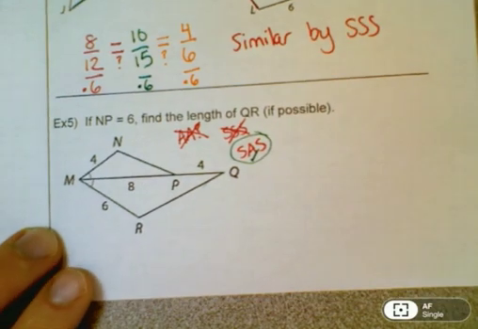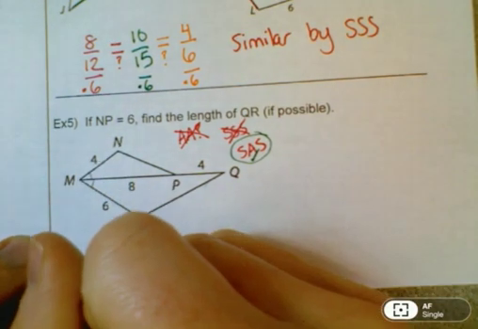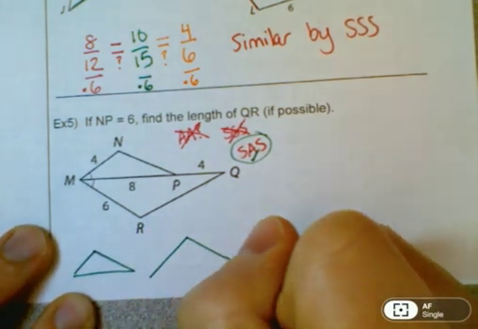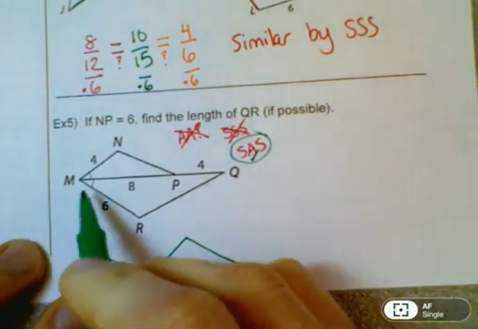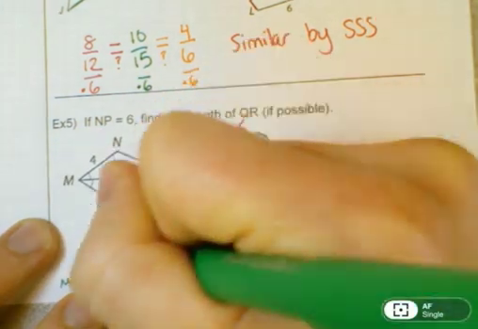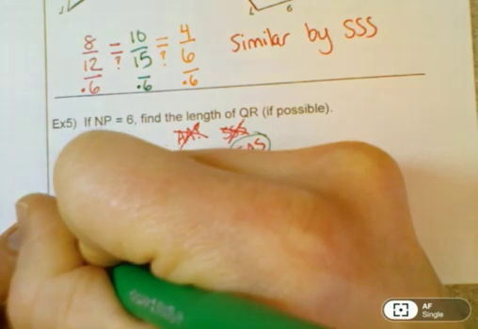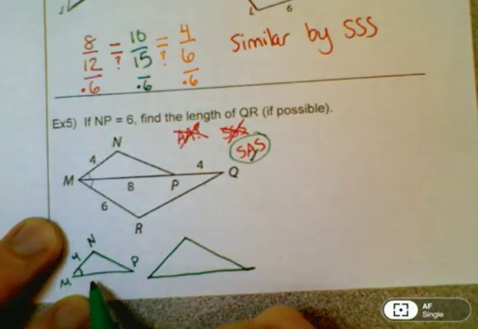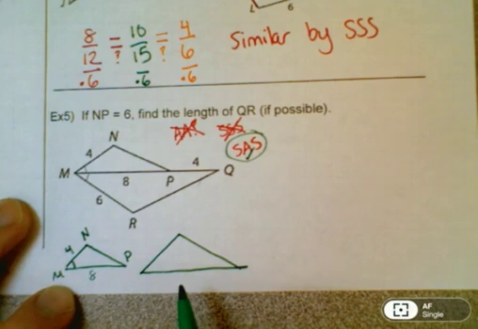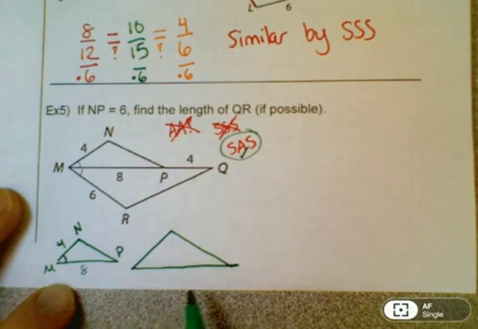So I'm going to take these triangles, and again, I really like to redraw them. So I've got on my smaller triangle M, N, P, 4, and 8. And then the challenge is figuring out what's going on here. So I'd like you to try to label this bigger triangle on your own.